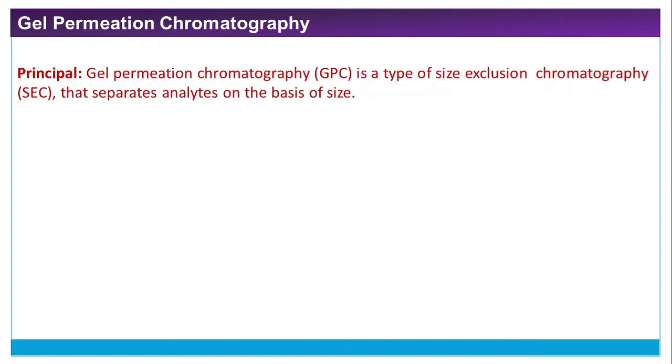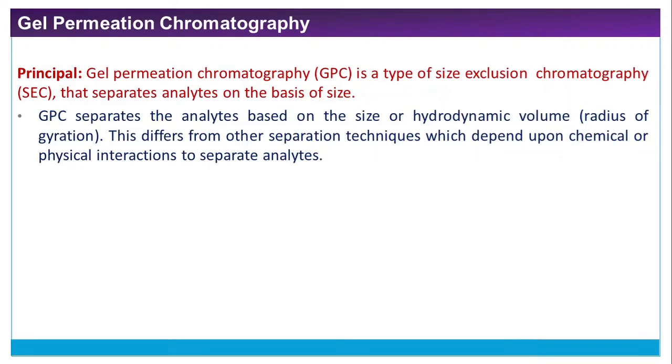But in this case, the separation of the analytes is done on the basis of their size. Gel permeation chromatography separates the analytes based on the size or hydrodynamic volume, that is radius of gyration. This differs from other separation techniques which depend upon chemical or physical interactions to separate analytes. Up to now we have seen ion exchange chromatography, partition chromatography, adsorption chromatography. In this case, the separation is done on the basis of the size of the analytes.